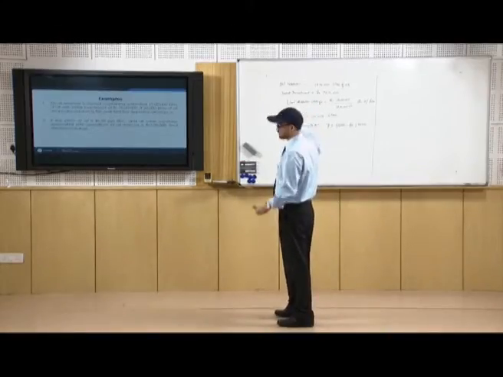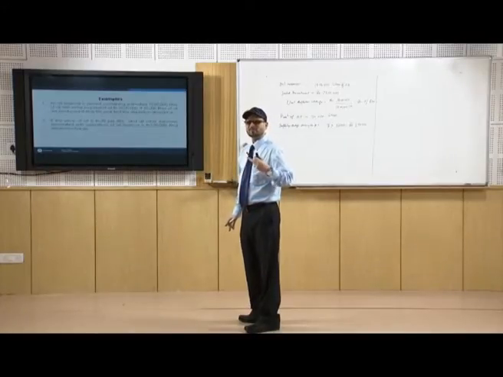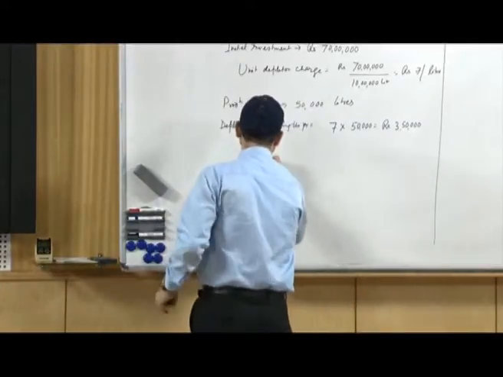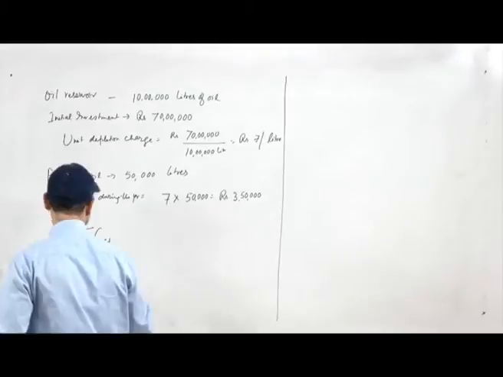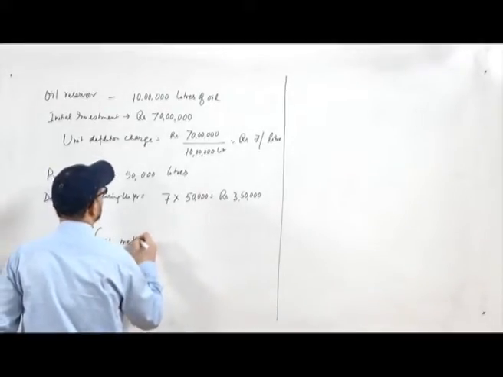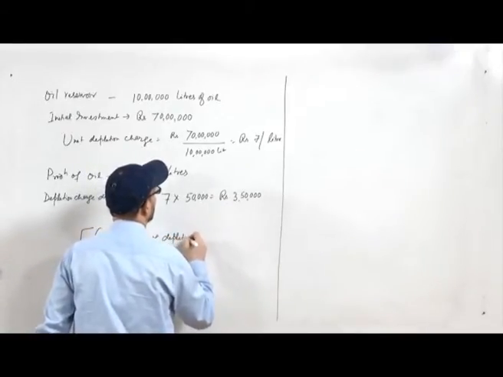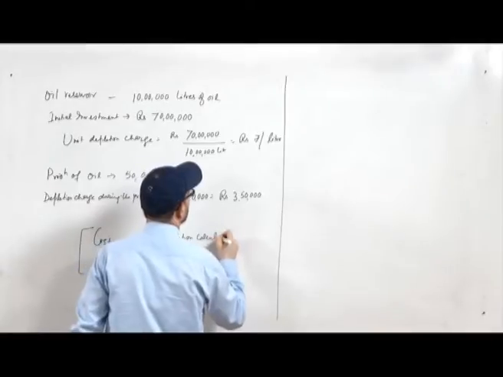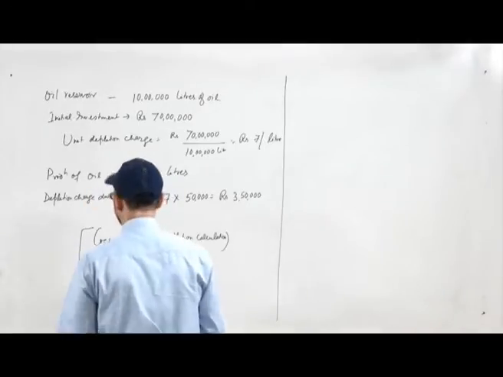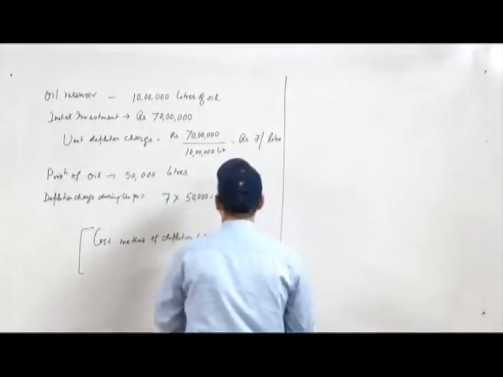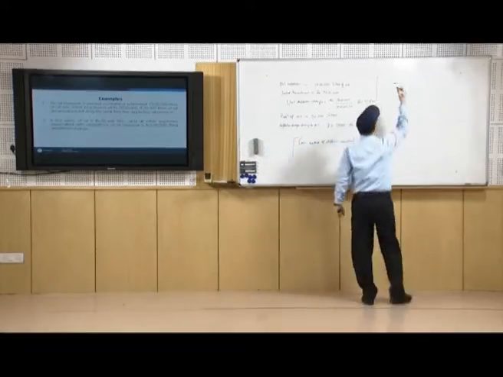So, this is basically based on a similar method as we discussed, the units of production method, and this method is known as the cost method when we talk about the depletion of natural resources. That is why it is known as the cost method of depletion calculation. Now, there is another method which is known as the percentage method.